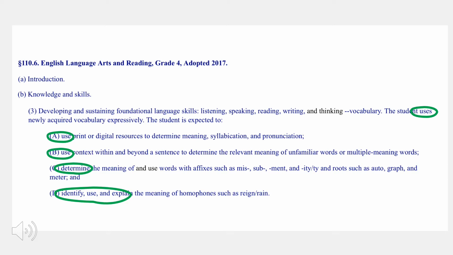The TEKS are pretty easy to understand, if that makes sense. But of course, we want to master them and really understand what they're telling us, how to make our lesson plans stronger, how to align them correctly to the Texas standards.